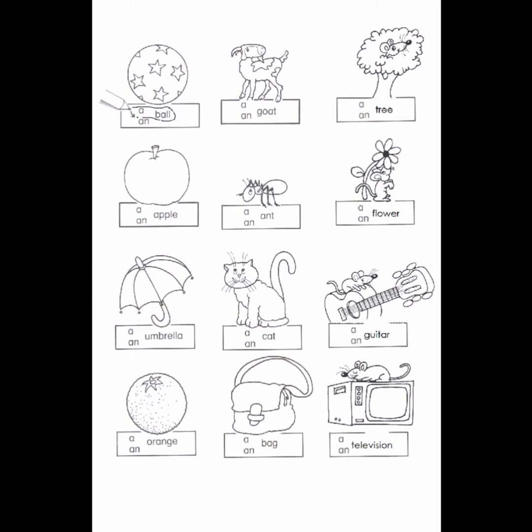A umbrella or an umbrella. Umbrella starts with the vowel U. That's why you have to use an. An umbrella. A cat or an cat.